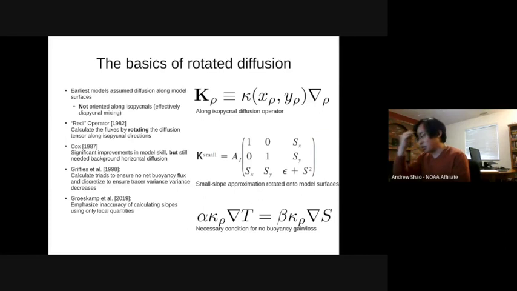And so that's what that third equation right there is essentially saying: the buoyancy gain or loss due to the diffusion of temperature has to be equally balanced by the buoyancy gain or loss by the diffusion of salinity.